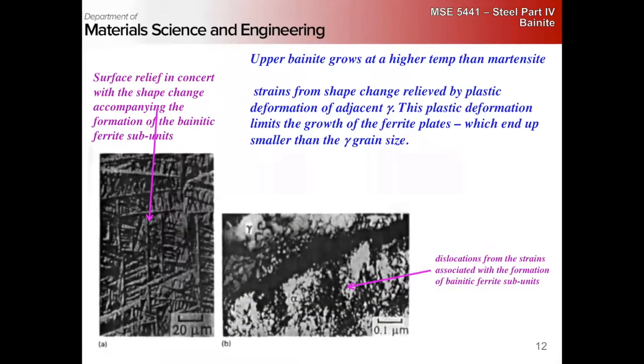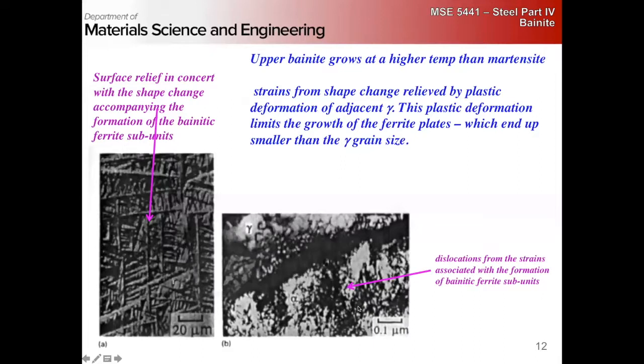And so we have, it grows at a higher temperature than martensite. On a polished sample, we see surface relief, right? Because we have these shears, and then this large shear has to be accommodated by plastic deformation, and that plastic deformation is going to limit the growth of the ferrite plates, right? And so these plates end up being much smaller than the prior austenite grain size, right?